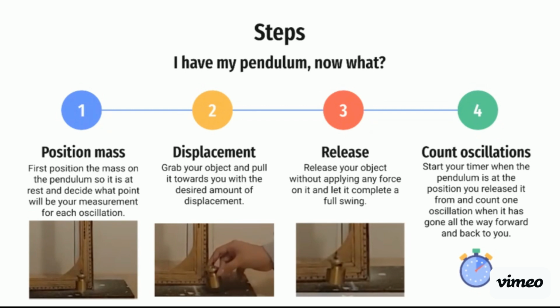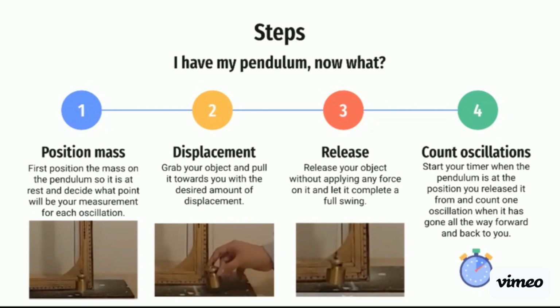For step 2, you want to grab your object and drag it towards you with the displacement you chose for that trial. I chose 3 centimeters for my first trial, so I moved the object 3 centimeters in the x-axis. Step 3, you want to release the pendulum without applying any force to it and let it complete a full swing. You will be able to see this more easily in the video.